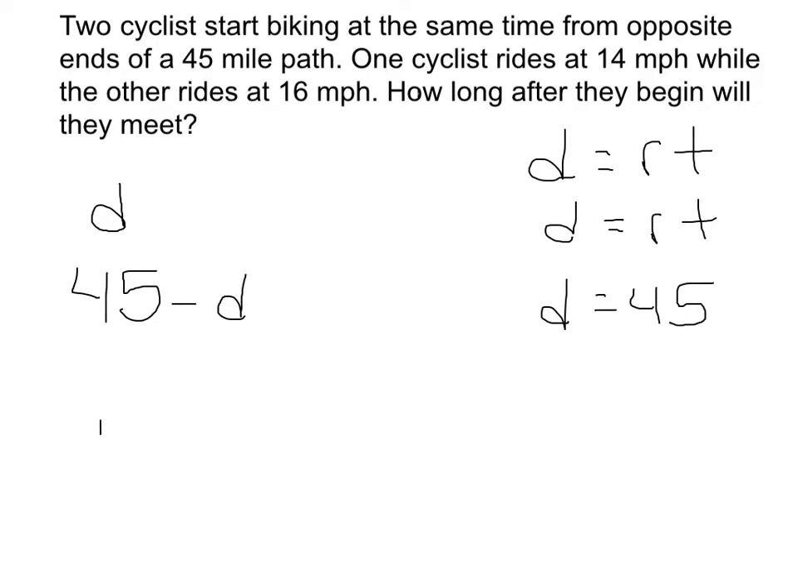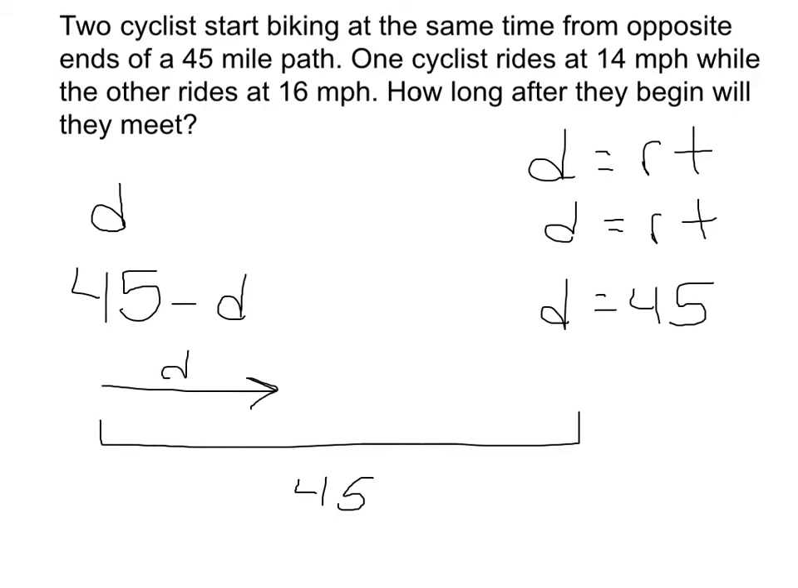So if we think about the entire path being 45 miles, and one cyclist traveling this way a distance of D, the other one, starting from this direction, would travel the 45 miles minus the D of the first rider.